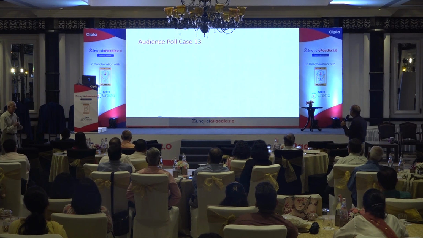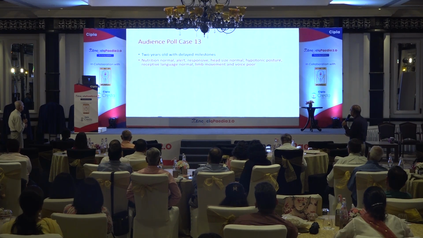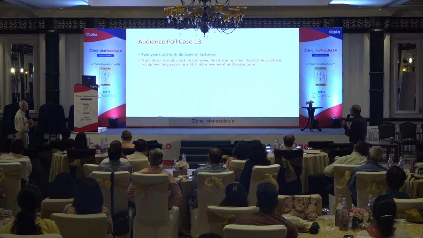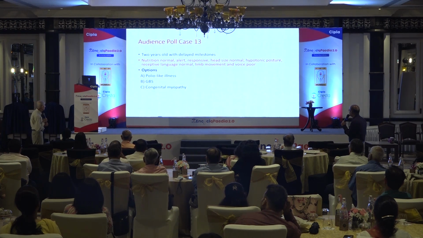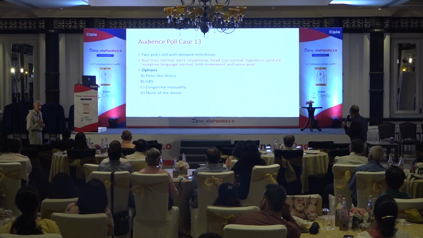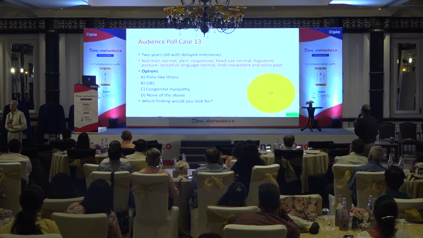Okay? And 2-year-old with delayed milestones, nutrition normal, alert, responsive, head size normal, hypotonic posture, receptive language normal, limb movement and voice poor. Options are polio-like illness, GBS, congenital myopathy, none of the above. And voting after the music.